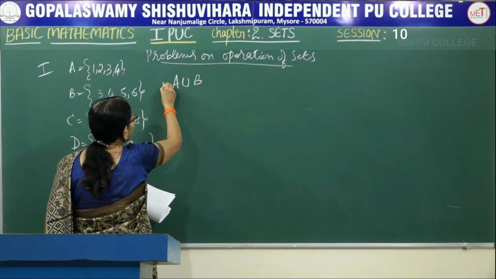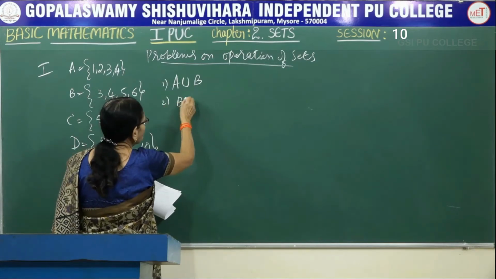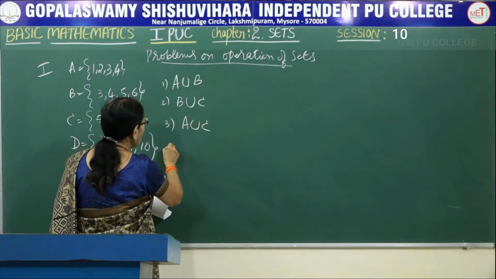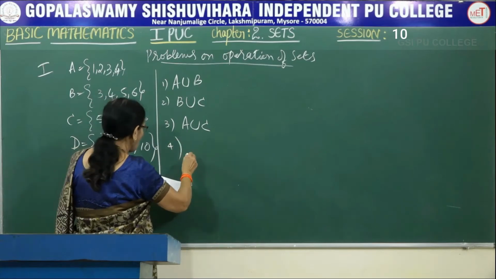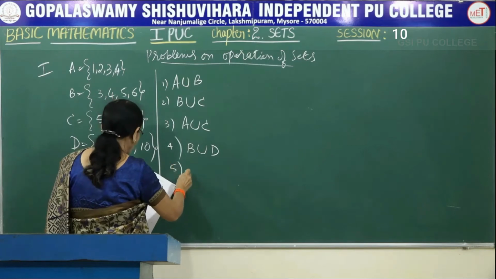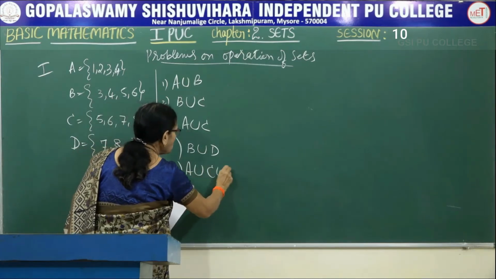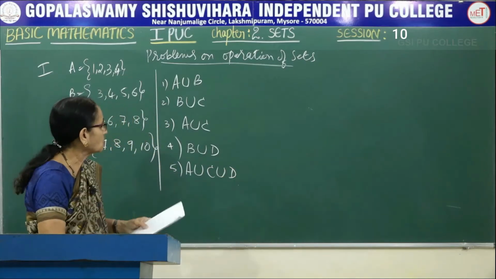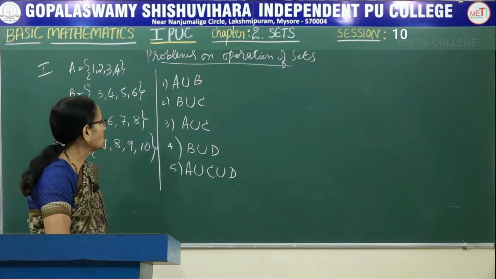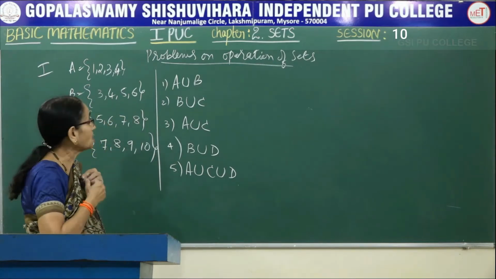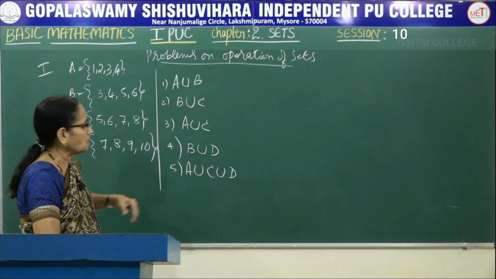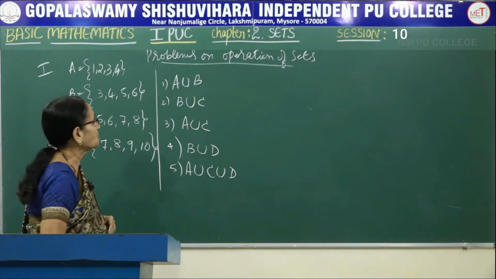First one, A union B. Second one, B union C. Third one, A union C. Fourth one, B union D. And fifth one, A union C union D. So, I am considering only union for this particular problem. For the same sets, we have to calculate the union of any two sets here. The last one, union of three sets, we are considering.